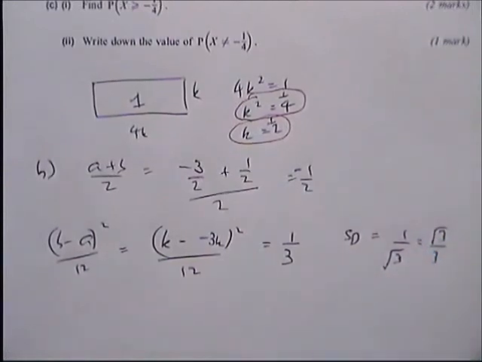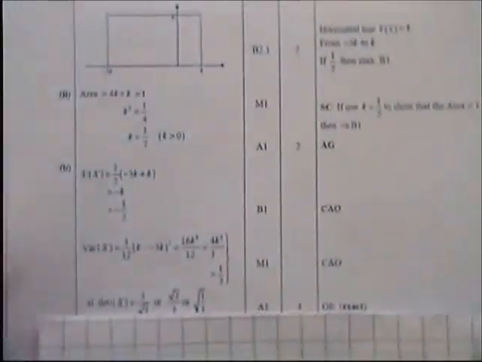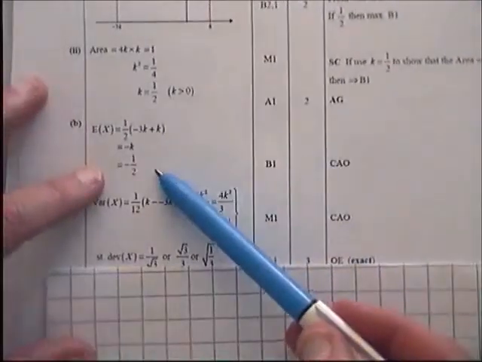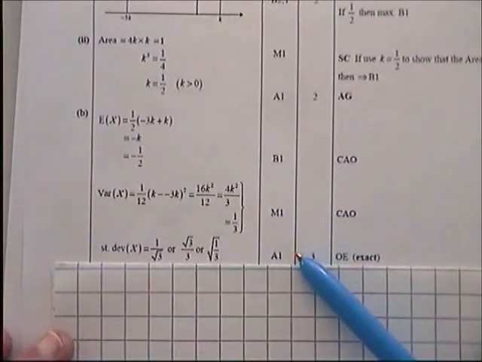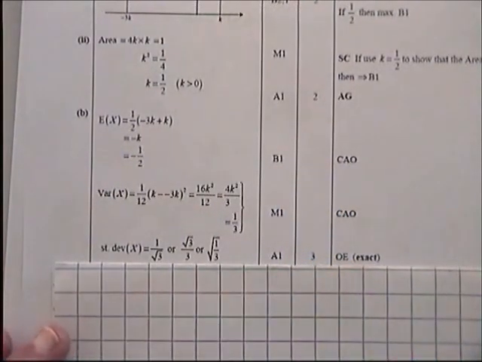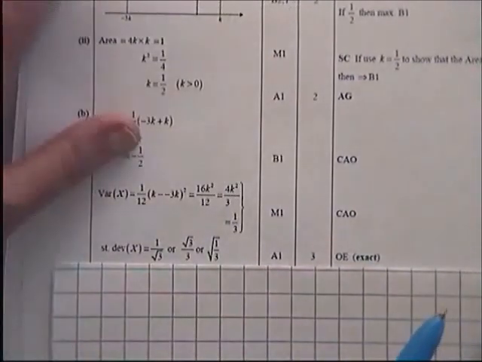That's fine, absolutely fine. So for that bit, if you just look quickly at the mark scheme, we said expectation minus a half was 1 mark, the variance was 1 mark, square rooting it was another mark. So for part B, 3 marks.